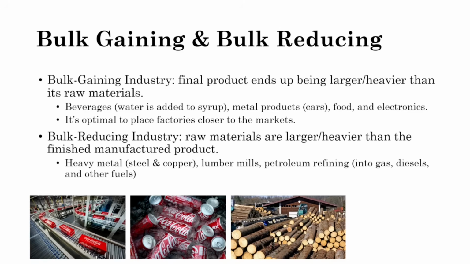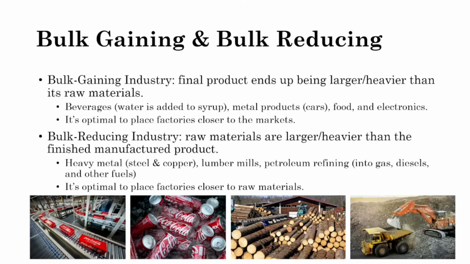You also have anything that involves petroleum, so gas, diesels, other fuels, and energy. All of these are bulk reducing industries. Things you have to purify or filter, those are all going to be bulk reducing industries. And that makes it optimal to place factories closer to the raw materials. That way you minimize the transportation time and the transportation costs for these raw materials that are larger and heavier. It's okay because the final product weighs a lot less.